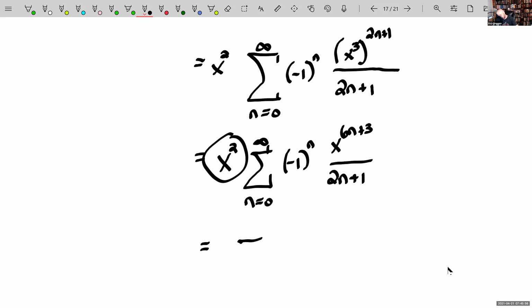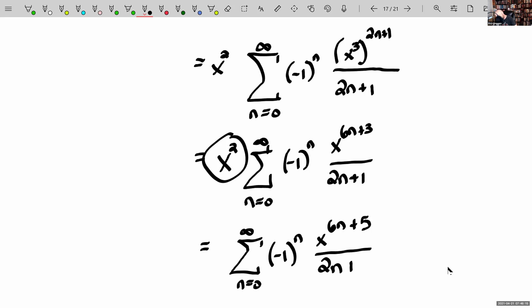The power series representation of x squared times the arctangent of x cubed is the summation from 0 to infinity of (-1)^n x^(6n+5) all over 2n plus 1.